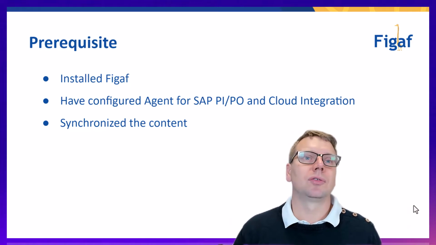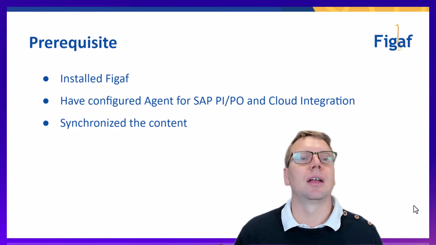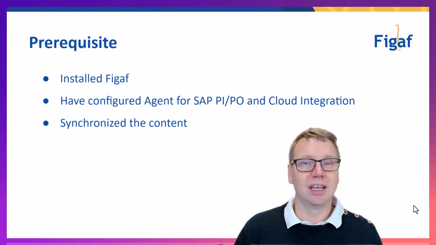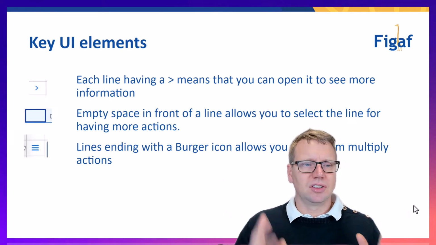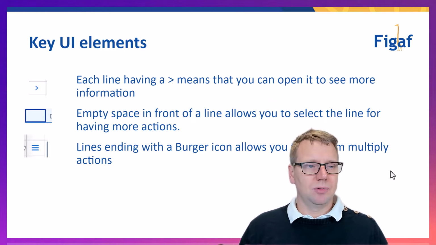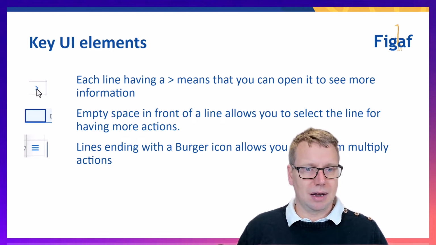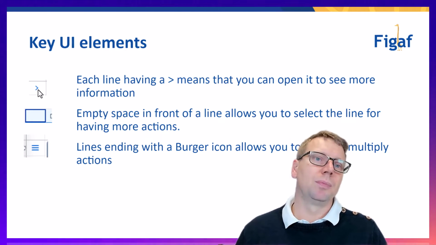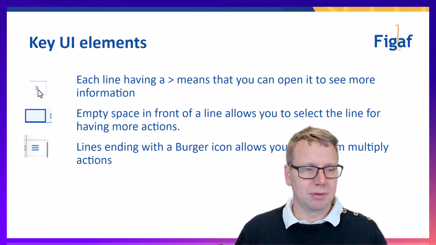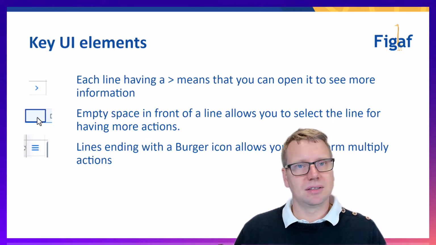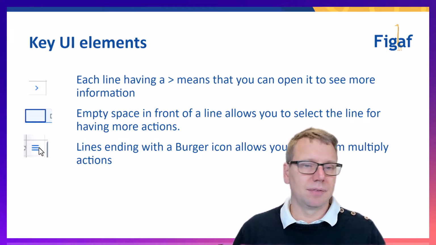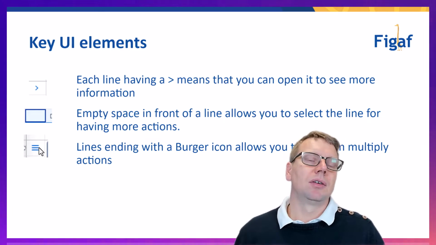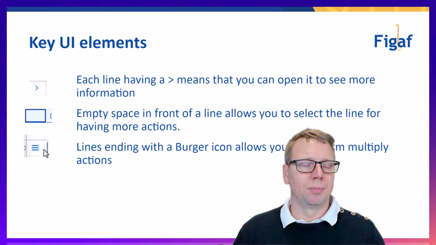When you do your first synchronization, there can be problems, so you need to forcefully synchronize the content. We'll cover that again. Just some key UI elements. We have this arrow here, which means that you can open this line to see more about it. There's an empty line in the beginning, which allows you to select the line. And then we have this burger icon at the end of lines, which means that there are more actions to be performed on this.